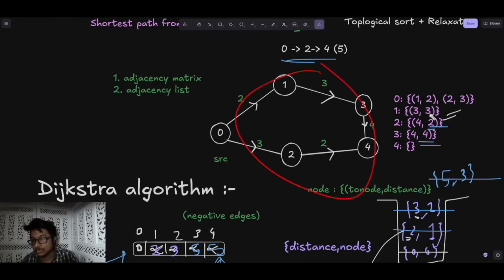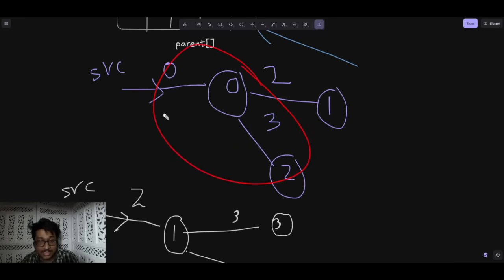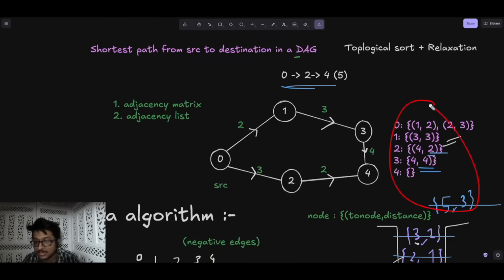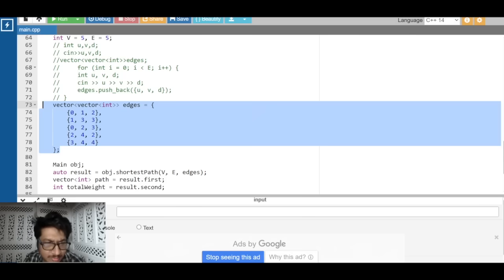Okay, this is given to you, but you have to convert this into adjacency list form. Why? So that you can access these things. What are the adjacents of 0, 1 and 2? How do you get it? From the adjacency list. So that is why adjacency list representation is super important in graph algorithms.